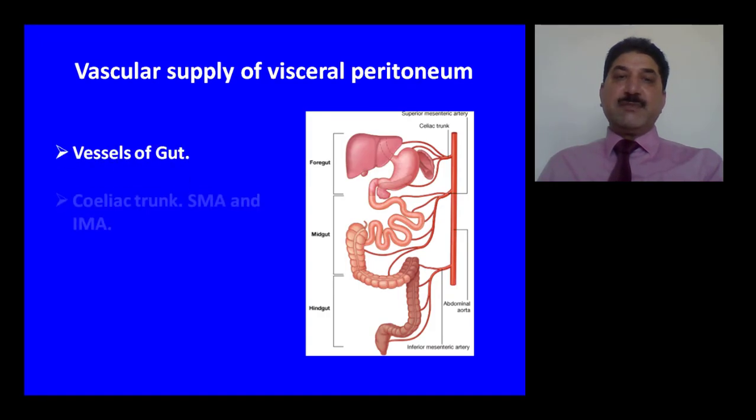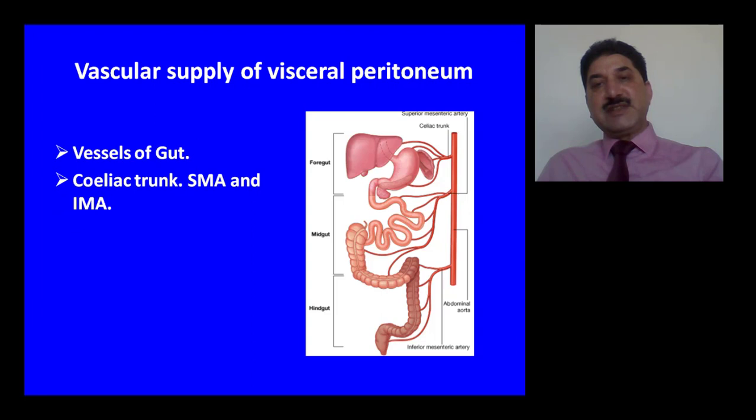Vascular supply of the visceral peritoneum. It is supplied by the vessels which supply the gut tube and its derivatives. These vessels lie within the mesentery.